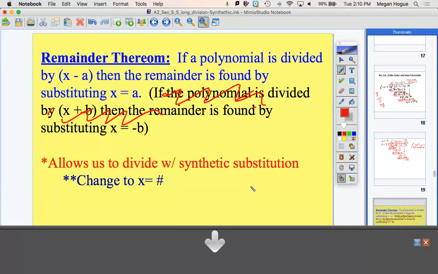Then we're going to go back and we're going to do that problem with synthetic substitution. And so technically it's synthetic division.